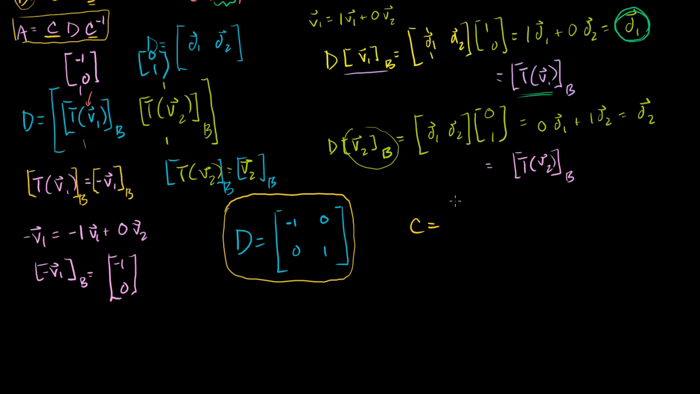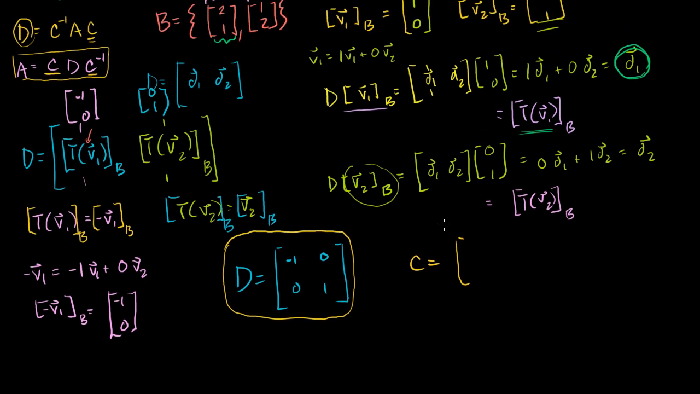And all that is, is the basis vectors. It's just a matrix with the basis vectors in the columns. So we have our basis right here. So C is just 2, 1, and 1, 2. And then what is C inverse?